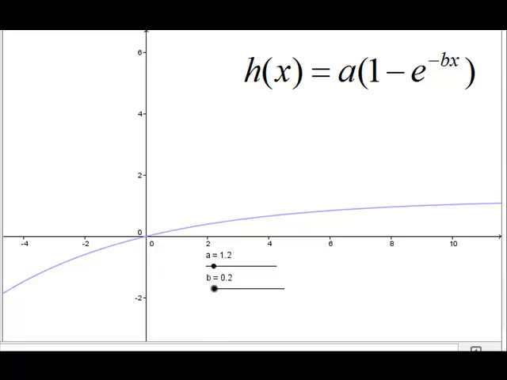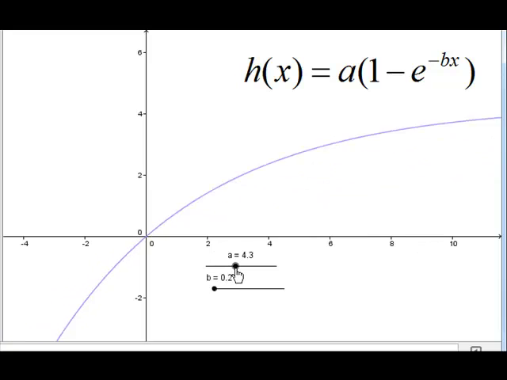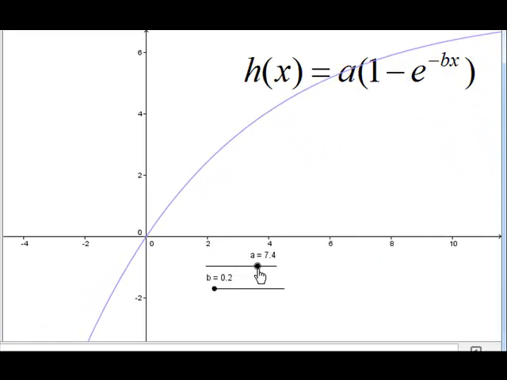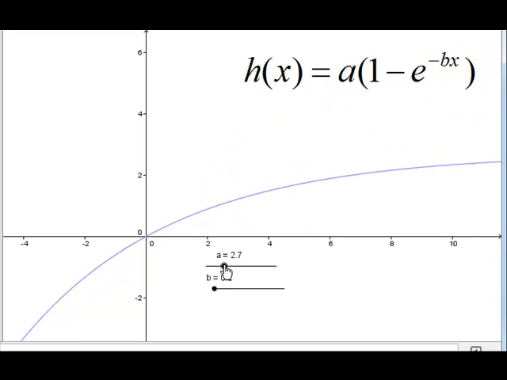So let's take a look at the graph of our function and see what adjusting a and b does to our graph. So first off, let's mess around with a right now. Notice there is a horizontal asymptote and it's around 1. Look at what happens if we increase a. Now it's hard to see because of b, but that's actually going to increase our horizontal asymptote.